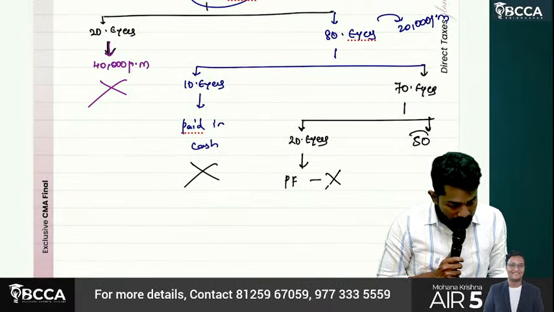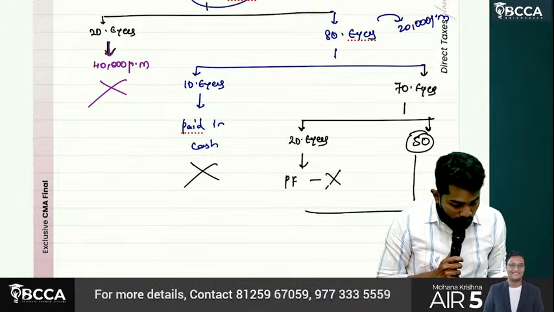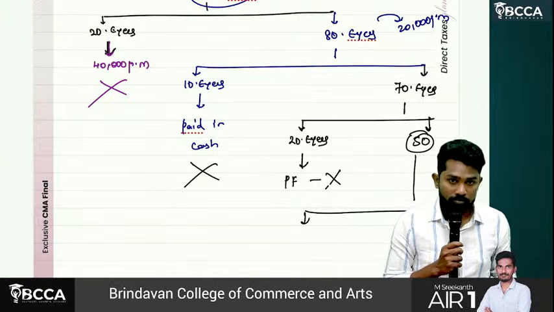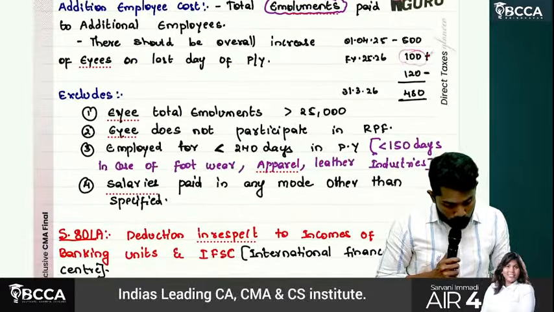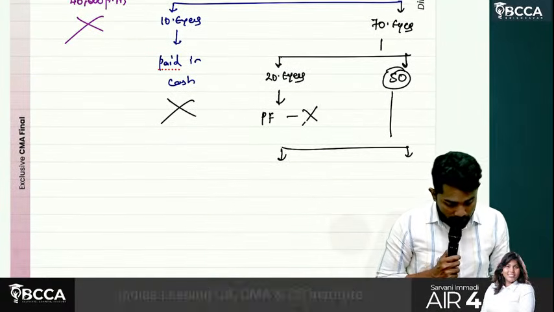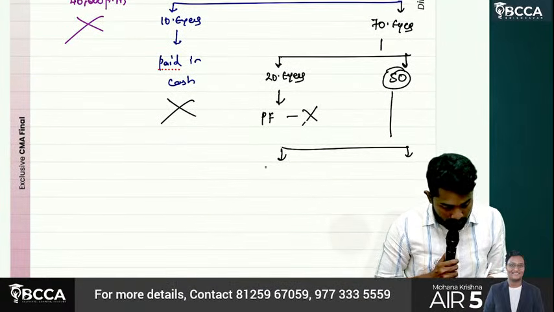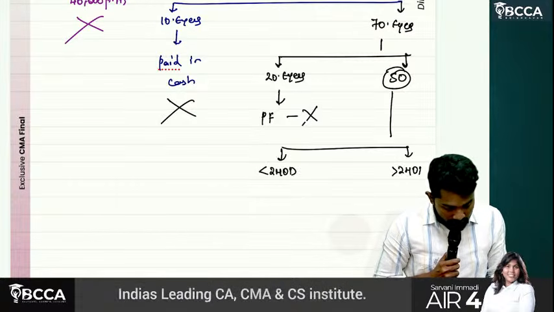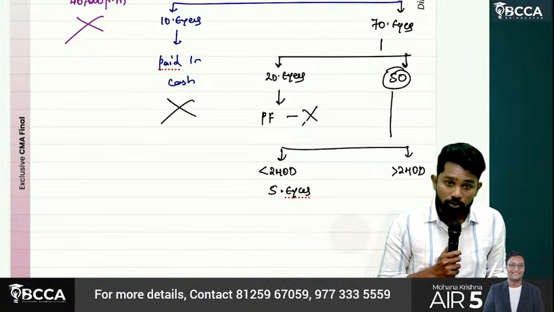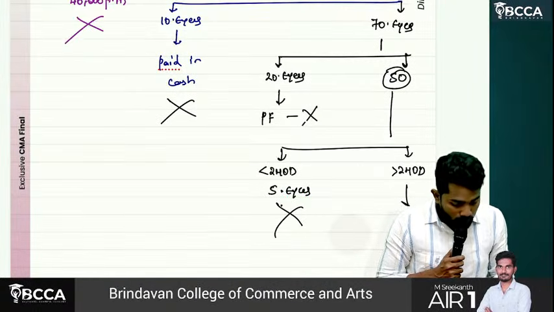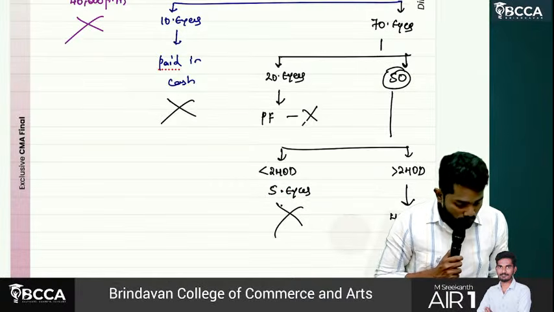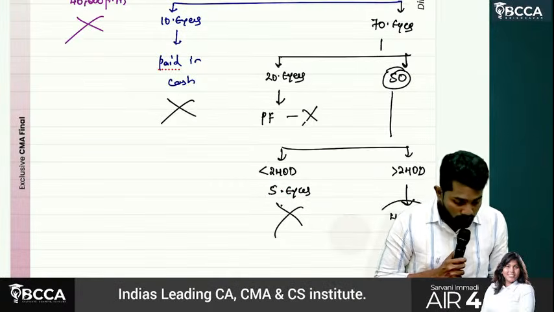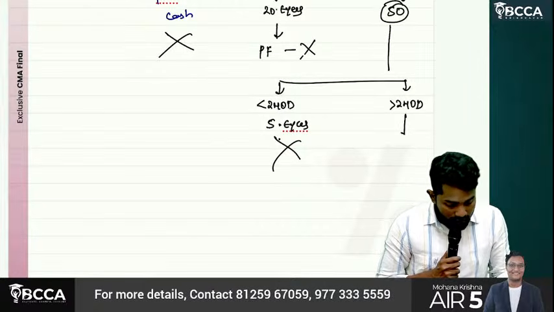50. The last condition, sir, we should check how many days they worked in a year. They should have worked a minimum of 240 days. Greater than 240 is okay, less than 240 days is not. Here, greater than 240 days. Sir, 5 employees worked less than 240 days. So they are also ineligible. So finally, how many are eligible, sir? 45 employees are eligible.